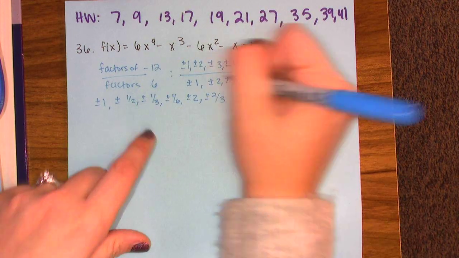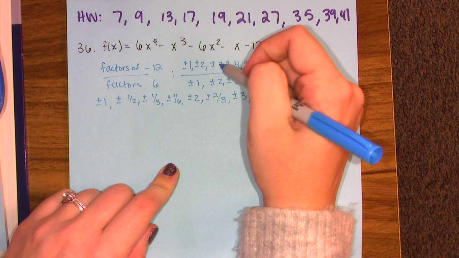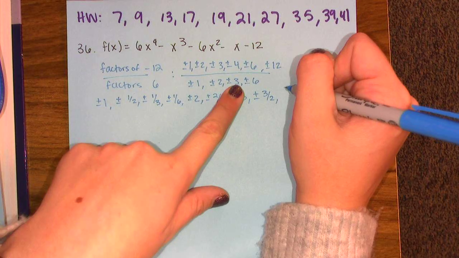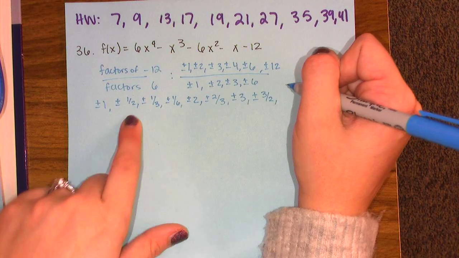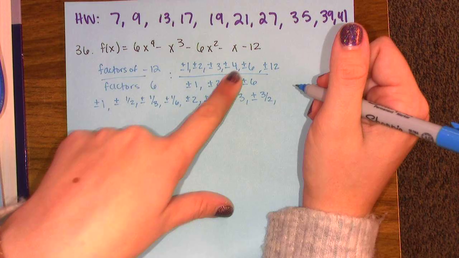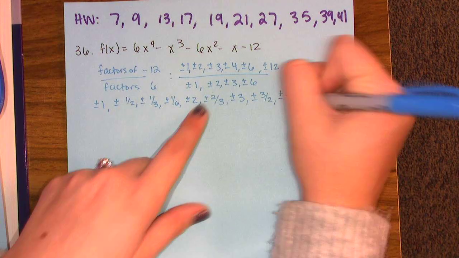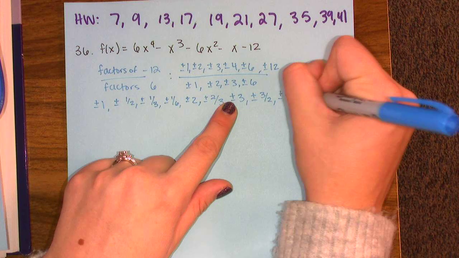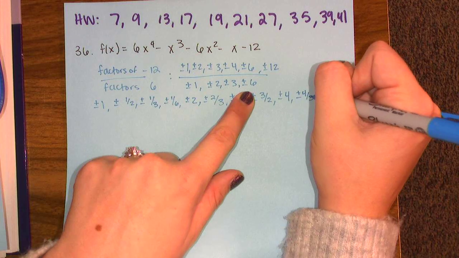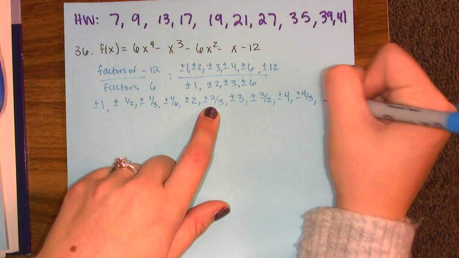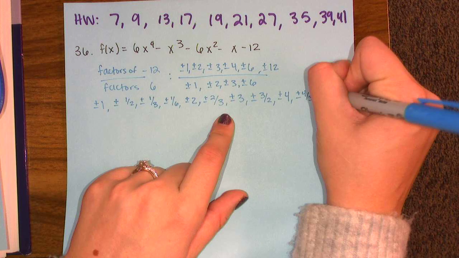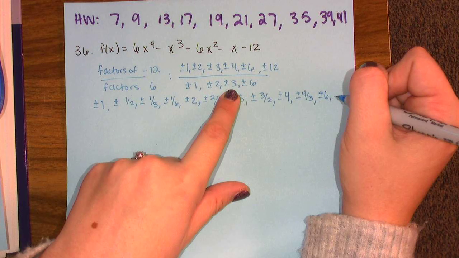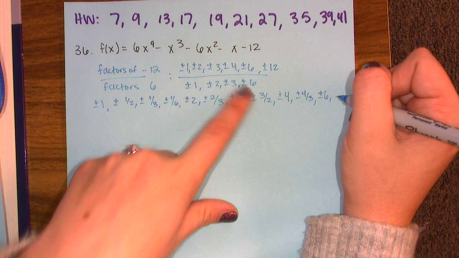3 over 1, so plus or minus 3. 3 over 2, don't have it yet. 3 over 3 is 1, don't need it. 3 over 6 is 1/2, don't need it. 4 over 1 is 4. 4 over 2 is 2, which is already taken care of. 4 over 3 is not taken care of yet. 4 over 6 is 2/3, already taken care of. 6 over 1 is 6. 6 over 2 is 3, already taken care of. 6 over 3 is 2, already taken care of. 6 over 6 is 1, already taken care of.